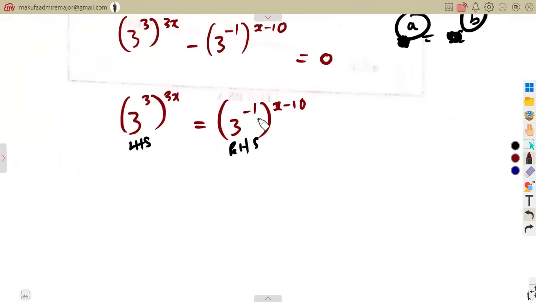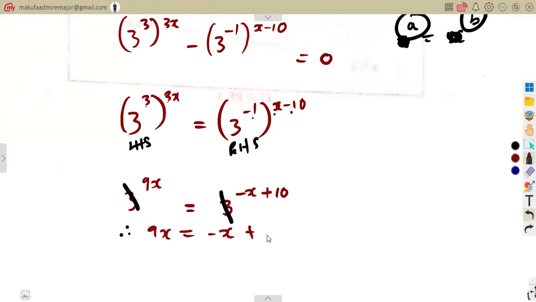So meaning to say, we need a single exponent. So that's 3 to the exponent of 3 times 3, which is 9x, is equal to 3 to the exponent of minus 1 times x, that's minus x, minus 1 times minus 10, that's a positive 10. We have got a single exponent that we can work with. These being equal gives us the power, say 9x is equal to minus x plus 10. So let's solve for x. This is now a linear equation.